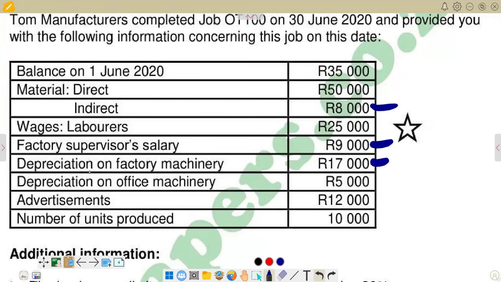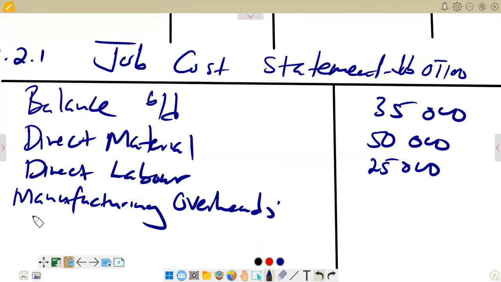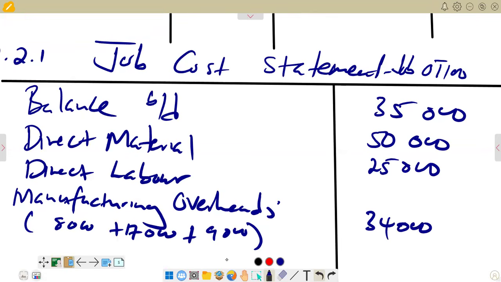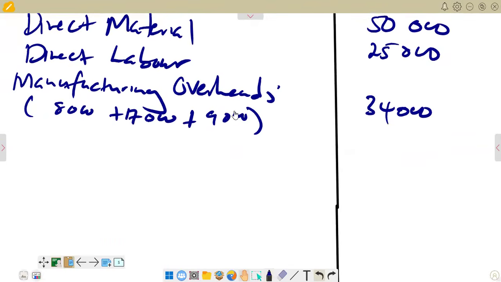If we add the three, we get the total. So we are coming here and entering them as manufacturing overheads. We can just add them in brackets, whereby we are saying 8,000, and then we add 17,000, and then we add 9,000. If you add the three, you get 34,000. So here we've got 34,000. We go down again to check what we are going to enter next.